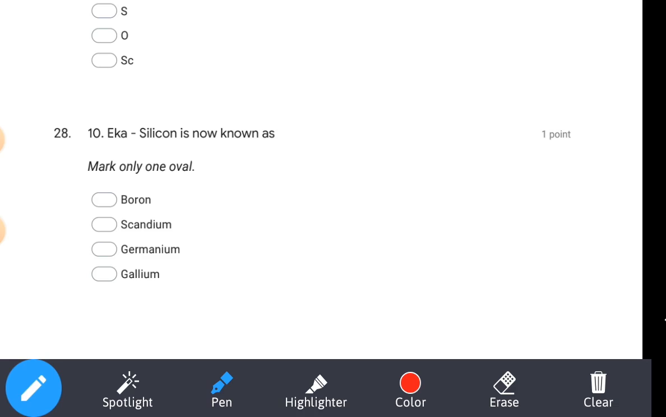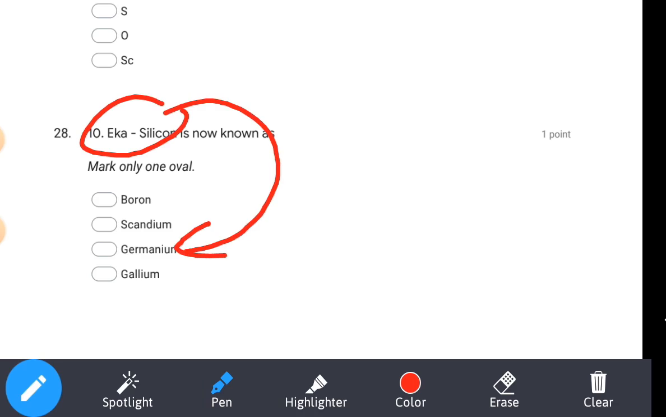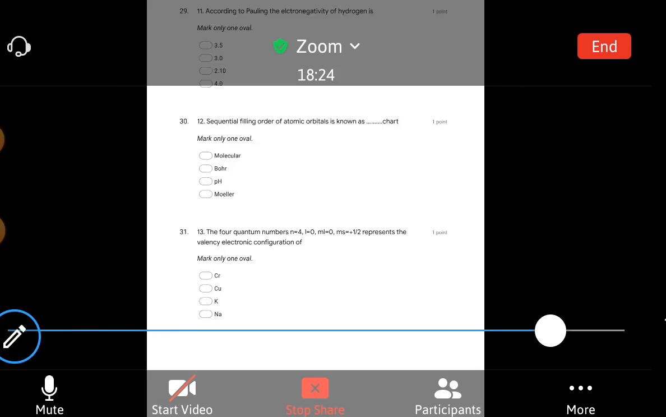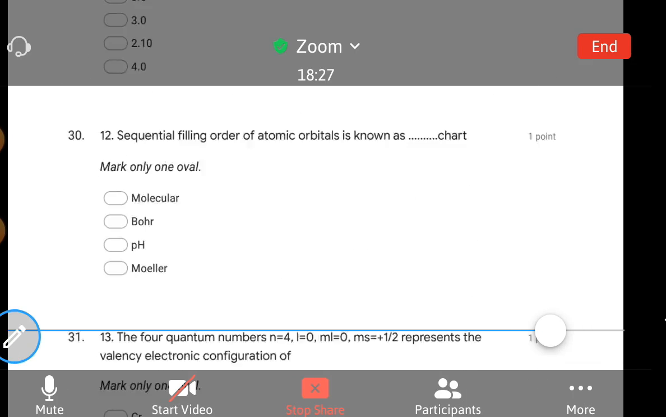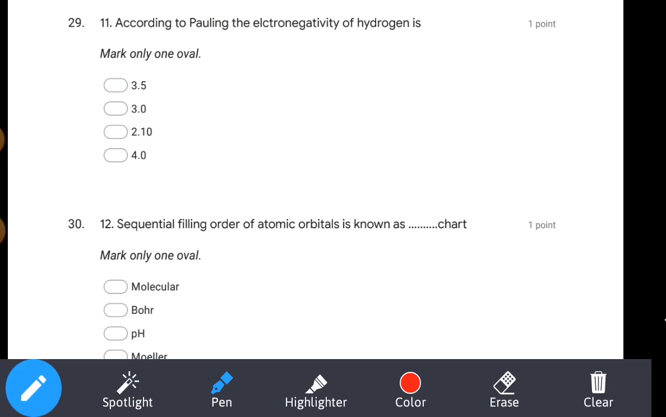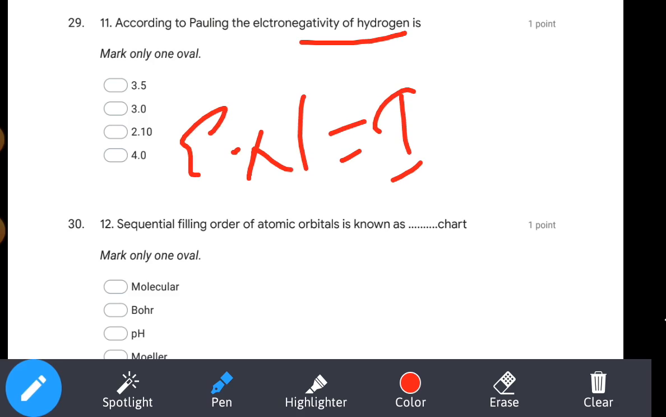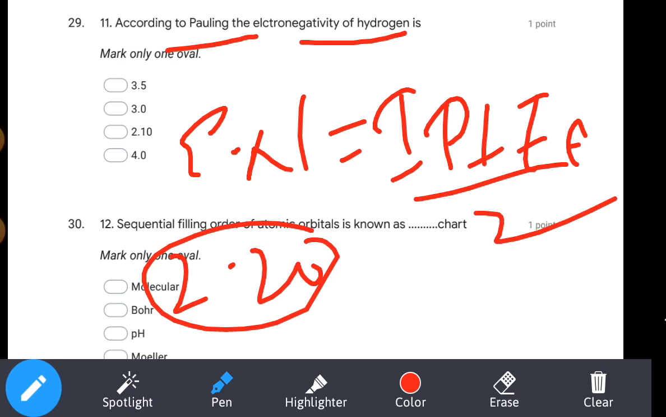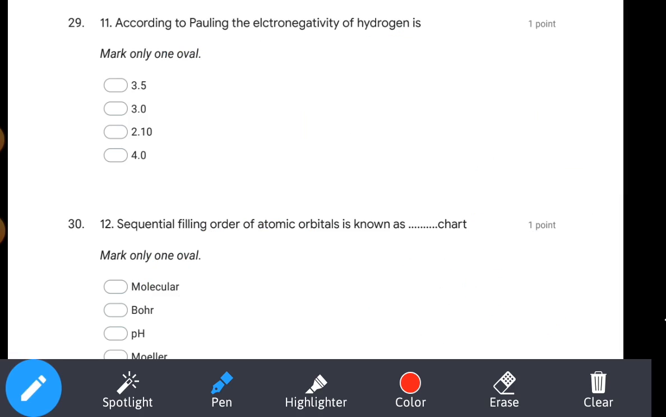28th question, Eka silicon. Eka silicon is also called germanium. That page is over. Let's see the next page. Let me zoom it. According to Pauling, the electronegativity of hydrogen. The electronegativity formula is the average of ionization potential plus electron affinity, divided by 2. Pauling has given the electronegativity value of hydrogen as 2.20. 2.20 is not there, 2.10 is there, so option C is our answer.